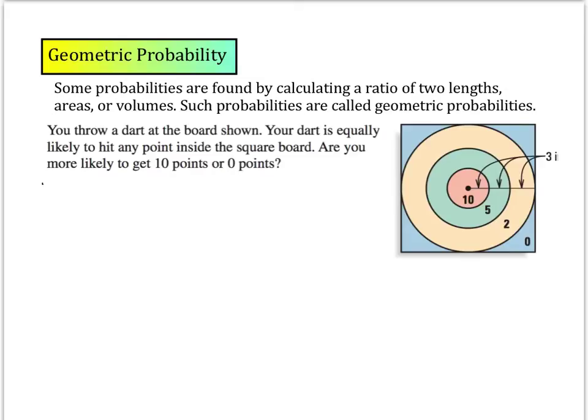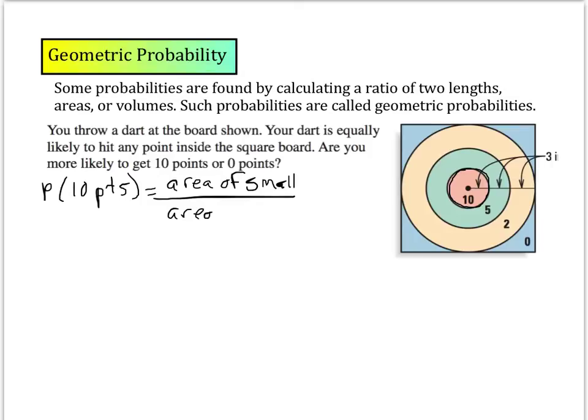Now to do this problem, we have to find two probabilities. The first one is, what's the probability of getting 10 points? Now to set up this fraction, we have to figure out the area of the small circle, the circle right here, divided by the area of the board. Now we know to find the area of a circle, we have to do the equation pi r squared. And to find the area of the board, which is a square, all we need to do is do the sides squared.